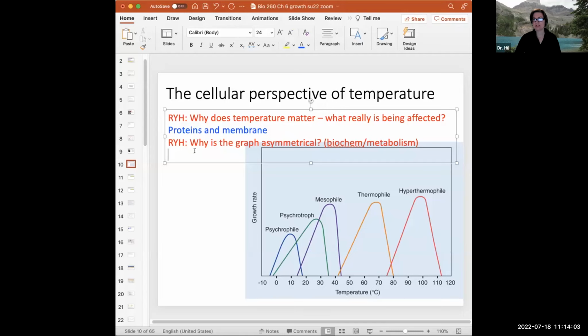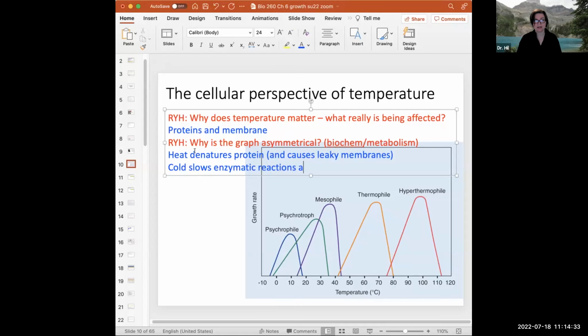It is a chemical change, Lucy, that's right. What does heat do to those proteins? Let's be more specific. Heat denatures proteins, including all enzymes, and causes membranes to leak, whereas cold slows enzymatic reactions and causes rigid membranes.